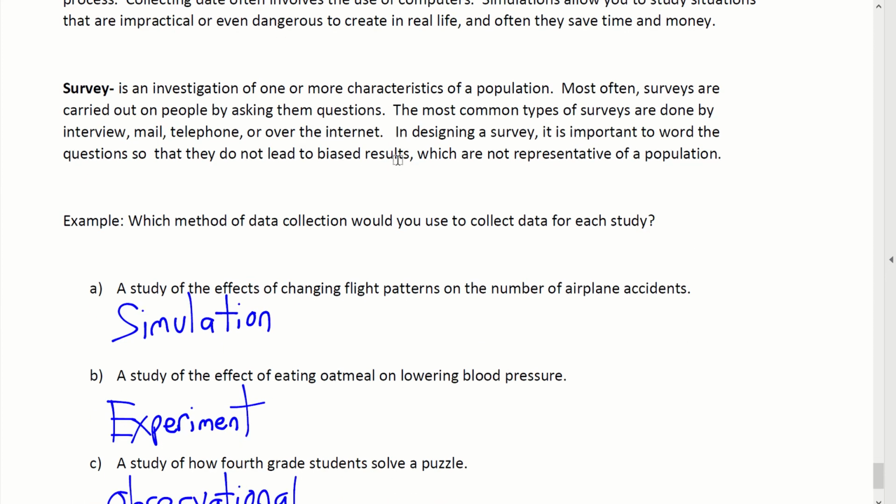This is an investigation of one or more characteristics of a population. Surveys oftentimes can be carried out through the mail, via interview, telephone, internet, social media polls, etc. In designing the survey, it's important to word questions so that they do not lead to biased results.